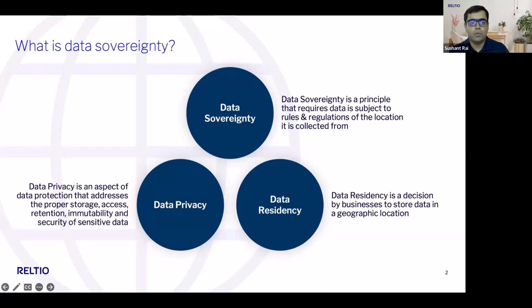Why exactly is it important? Why should we all pay really close attention to it? As we know, data is an incredibly valuable asset in today's world. It can contain sensitive personal information, PII data, that needs to be protected. By ensuring that data is subject to the laws and regulations of the country in which it is located, we can help to ensure that this information is protected from unauthorized access, theft, and other potential risks as well.